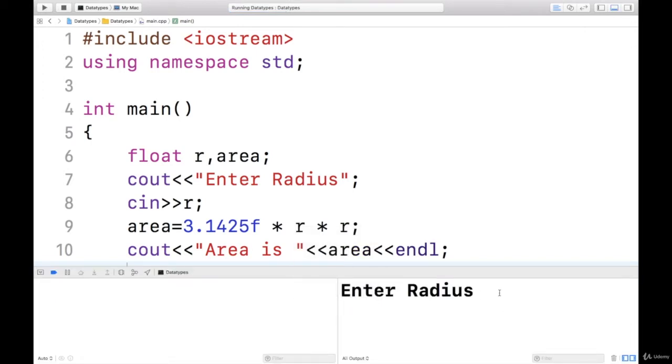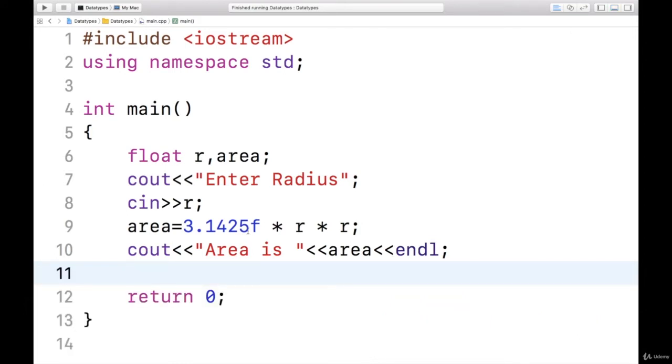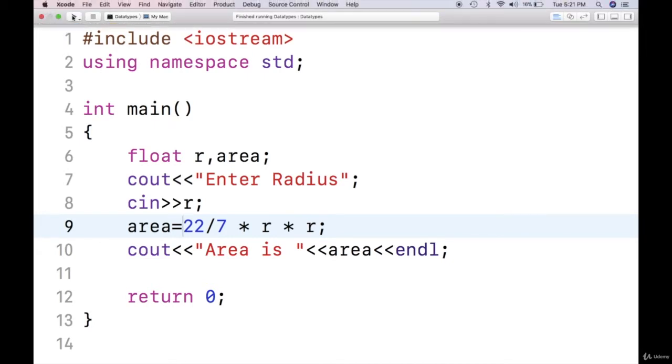Yeah, enter radius, it's asking for radius. I'll give the radius as 7. So it's 153.98. Instead of taking a float value, I can even say 22 divided by 7. But this will give an integer result. Let us try and see what will be the result.